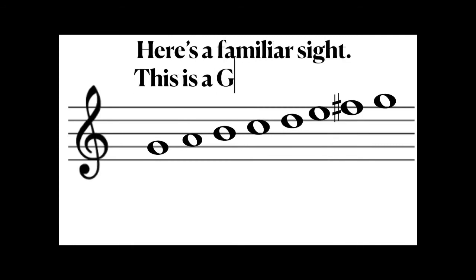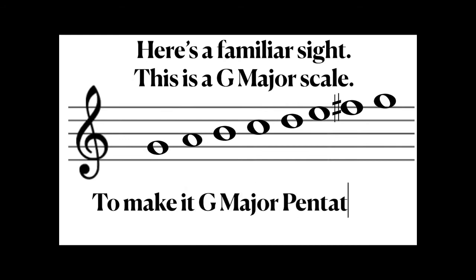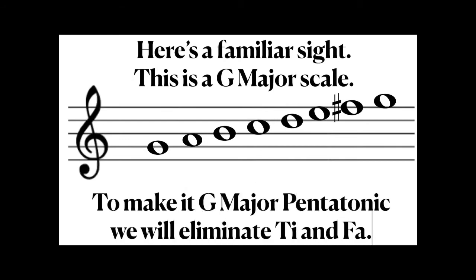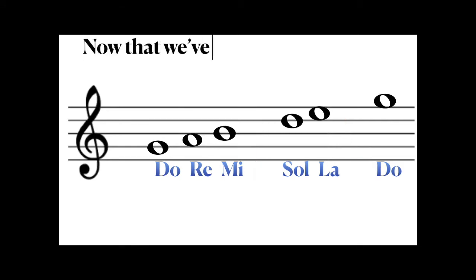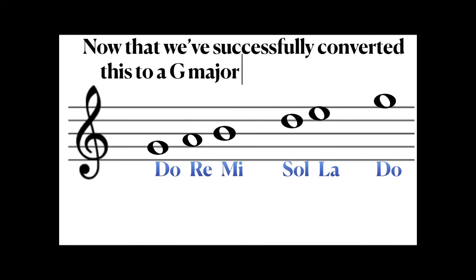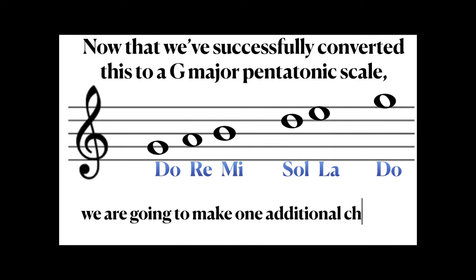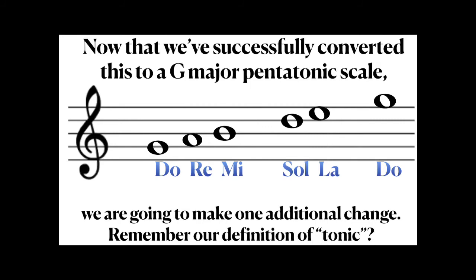Here's a familiar sight. This is a G major scale. To make it G major pentatonic, we will eliminate Ti and Fa. Now that we've successfully converted this to a G major pentatonic scale, we are going to make one additional change.